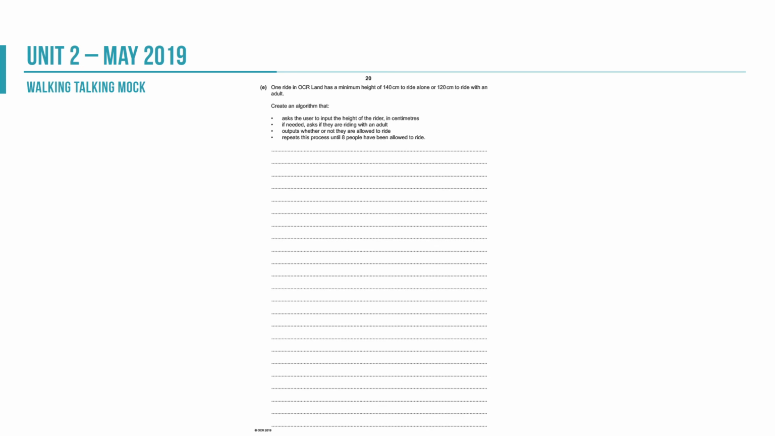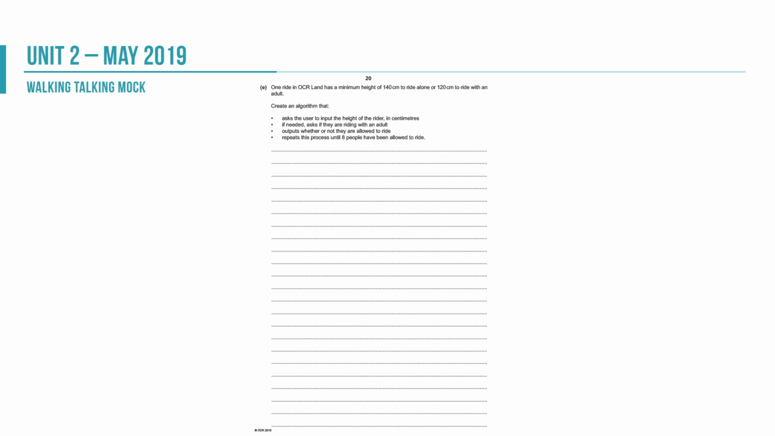So I'm immediately thinking, even if I just say, hey, what's your height? Height equals input, I'm going to get some marks. If needed, ask the user if they're riding with an adult. So if they're less than 140 but more than 120, well, I need to ask you, are you in with an adult? Then we need to output yes or no, can they ride, and some sort of loop to repeat until 8 people have done this.